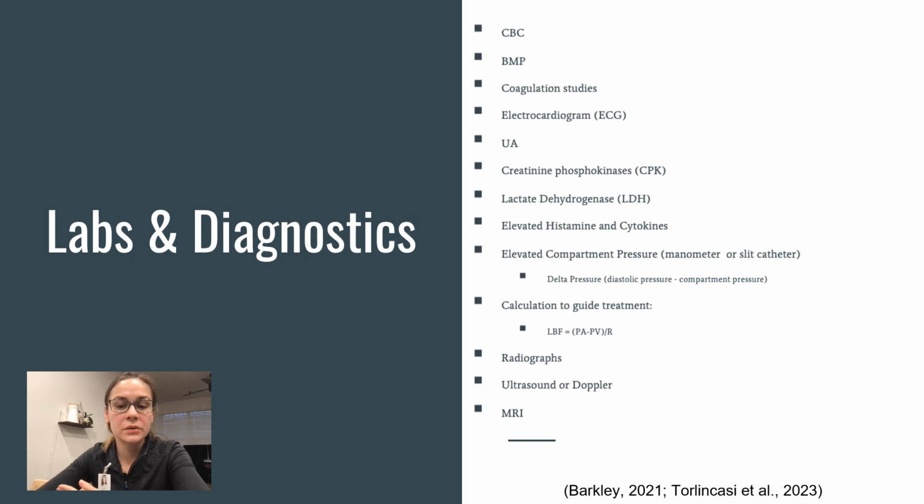And then there is also a calculation available to guide treatment. If the tissue perfusion is proportional to the difference between the capillary perfusion pressure and the interstitial pressure, then the calculation is LBF equals PA minus PV over R. The LBF is local blood flow, PA is arterial pressure, PV is venous pressure, and R is local vascular resistance. You will also want to obtain radiographs, ultrasound or Doppler, or even an MRI.